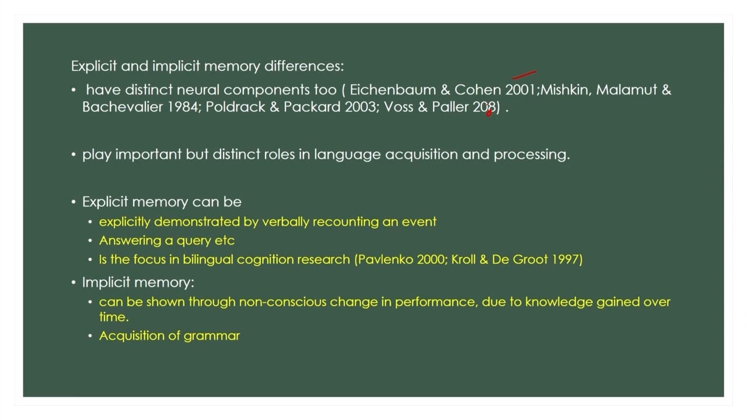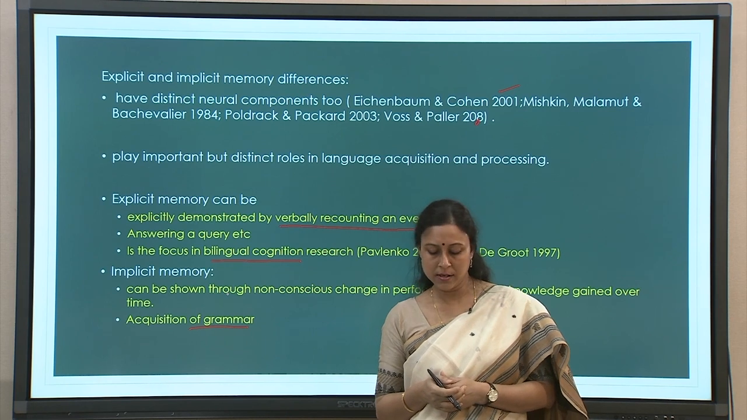So explicit memory, in terms of language, can be demonstrated when we verbally recount something, as you narrate that this happened, and then there is a whole narration verbally. So this is the connection: it can be verbally, explicitly demonstrated, answering a question. And this is also why a lot of bilingual cognition research has been focusing on explicit memory, both semantic and episodic. On the other hand, implicit memory, remember we talked about conditioning, learning through conditioning, so that is where the learning of grammar comes in. So acquisition of grammar has often been attributed to implicit memory. This is basically because implicit, the very name suggests that it is not explicit, you cannot see it, it is more difficult to demonstrate, right?